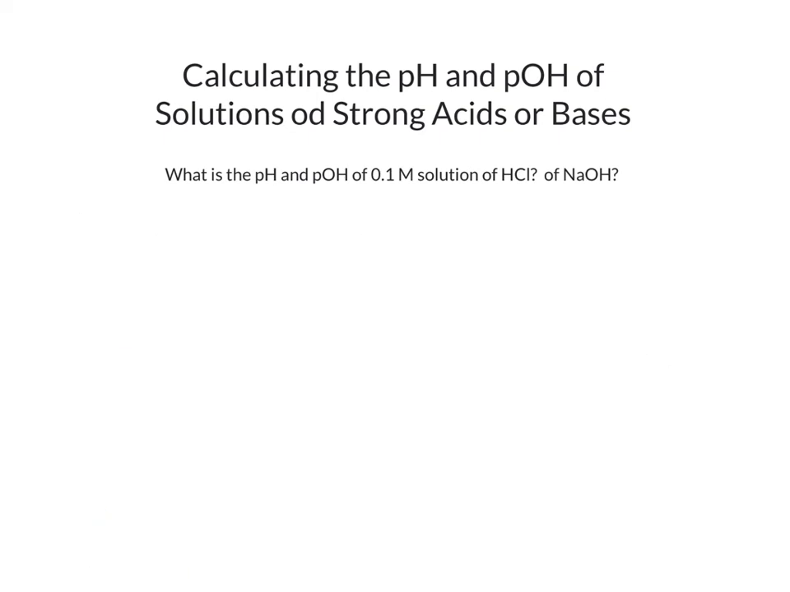Now it's your turn. Determine the pH and the pOH of sodium hydroxide. As a hint, remember that sodium hydroxide is a strong base. You should find, if you do this correctly, that the 0.1 molar sodium hydroxide solution should have a pH of 13 and a pOH of 1.